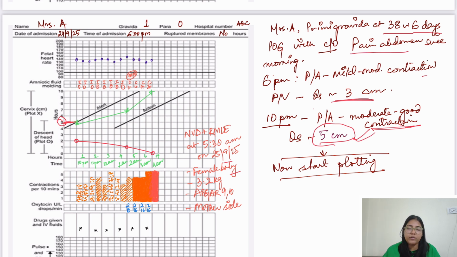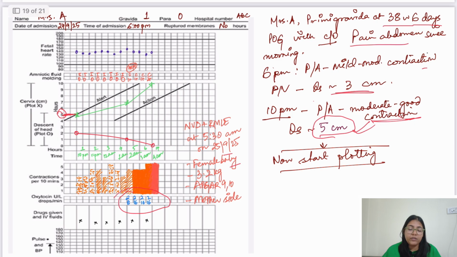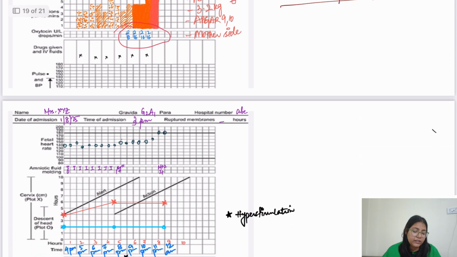Suppose labor is not progressing adequately, you saw something is between the alert and the action line, so you see everything: if fetal heart rate is good, if there is meconium aspiration or what, if contraction is adequate or not. Here we saw that the contraction is not adequate, so the labor is not progressing adequately, so we started oxytocin. Once we started oxytocin, there was good contraction, and then labor progressed. Okay, so this can be one of your examples in your exam.